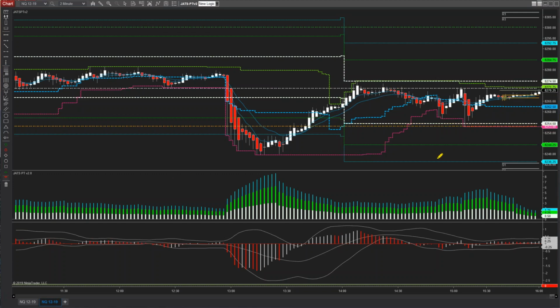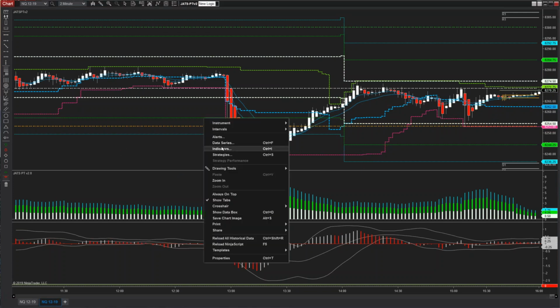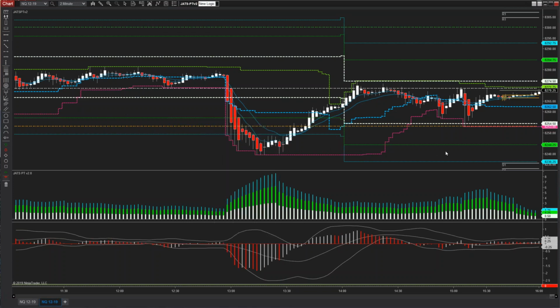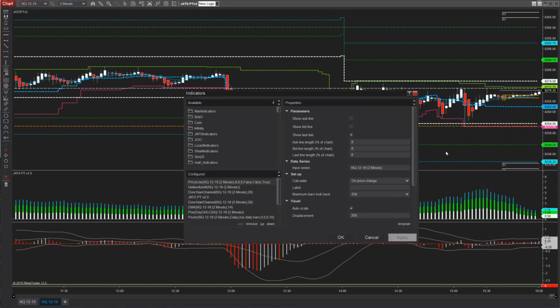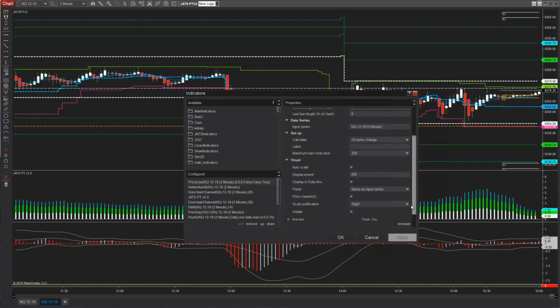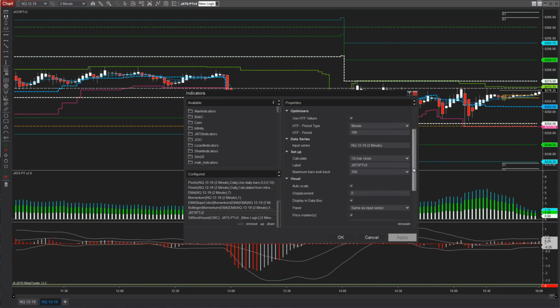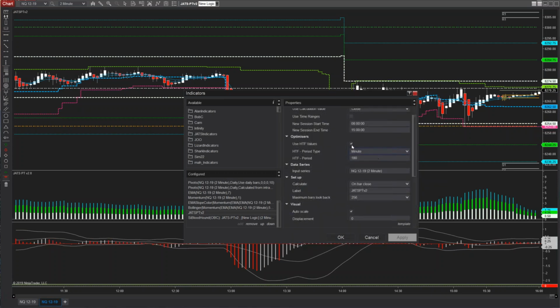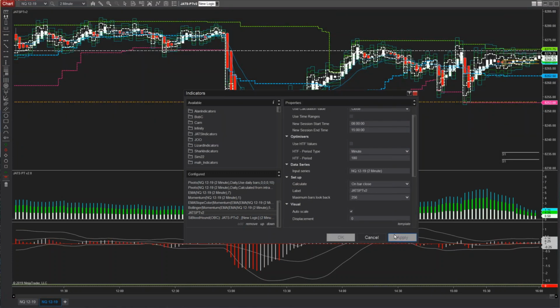There's nothing more flat than that, right? So very simple indicator to work with. And then let me show you what it looks like just by itself on a 2 minute. So if you just want to use the current chart's range, you can do that also.